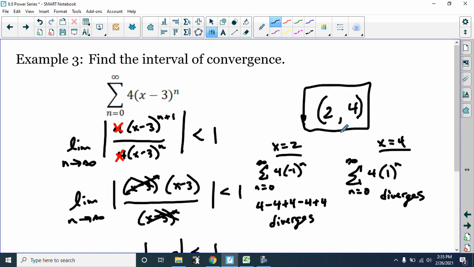If x is any value from 2 to 4, not including 2 or 4, this series would converge, which hopefully makes a little bit of sense. If x is 3.5, it would be 3.5 minus 3, 0.5 to the n. Notice it's geometric and r is less than 1. If it's 2.5, we'd have negative 1/2. The absolute value of r is still less than 1. So that's our interval of convergence.